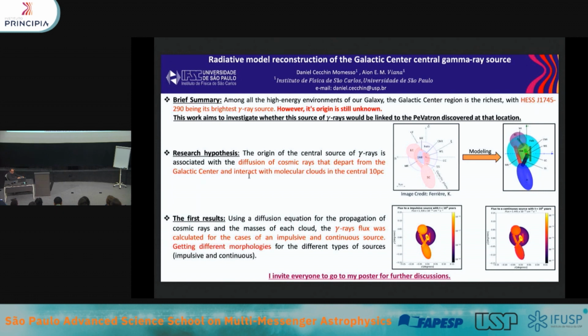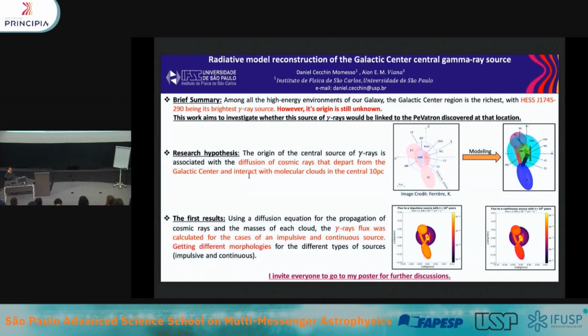Basically, a brief summary among all the high energy environment of our galaxy: as was exposed, the galaxy center region is the richest with these sources, with J1745-290 being the brightest gamma ray source of the galaxy center. However, there is a problem because its origin is still unknown. So, in this scenario, this work is going to investigate whether the sources of gamma rays would be linked to the pivotal discovered at the location.